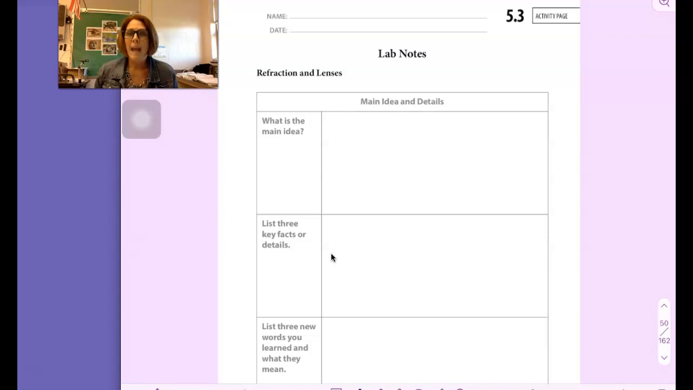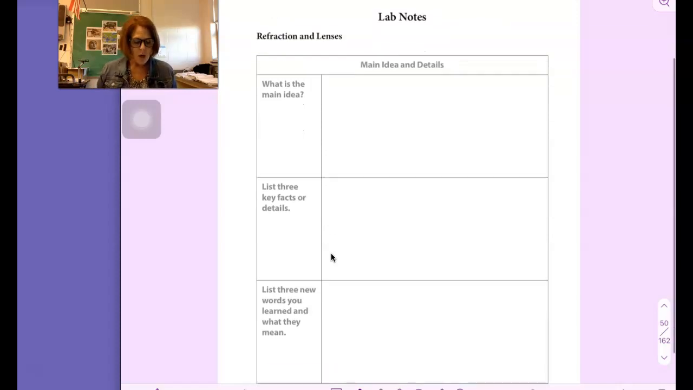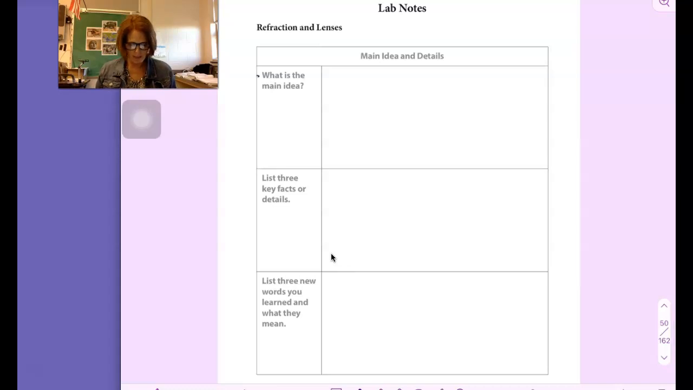It says lab notes here, but this is really your reading guide for Chapter 4. As I'm reading chapter 4 to you and you're following along, you're going to stop along the way. The first one says, what is the main idea? You'll probably want to save this till the end so that you can write the main idea of the whole chapter. Next, as I'm reading, I want you to list 3 key facts or details, 3 facts or details that you find interesting from this reading.